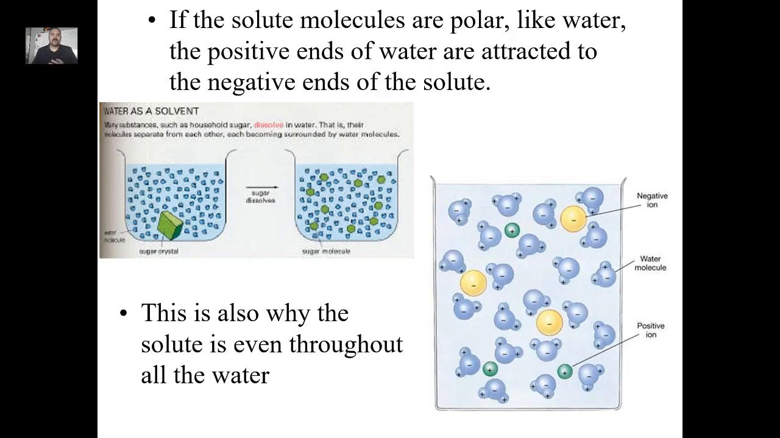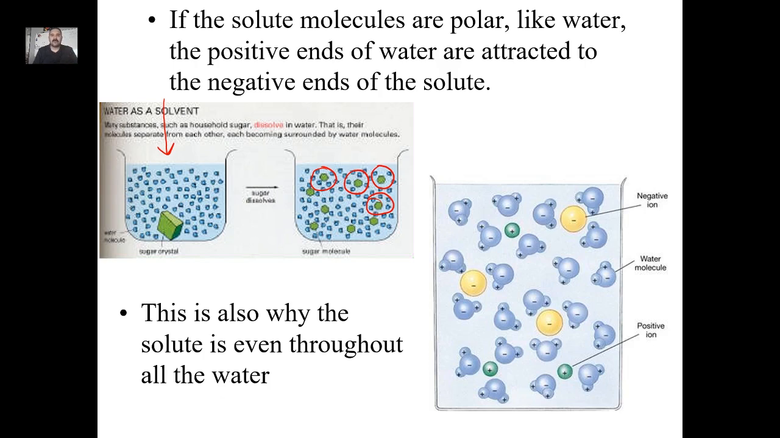All right, so for our last slide, we're going to be looking at this right here. If the solute molecules are polar like water, the positive ends of the water are attracted to the negative ends of the solute. And this is just how things dissolve. So let's say we put a sugar cube into some water. The water molecules are going to surround the sugar cube and then break it apart into smaller components. That's how it would do something like sugar.